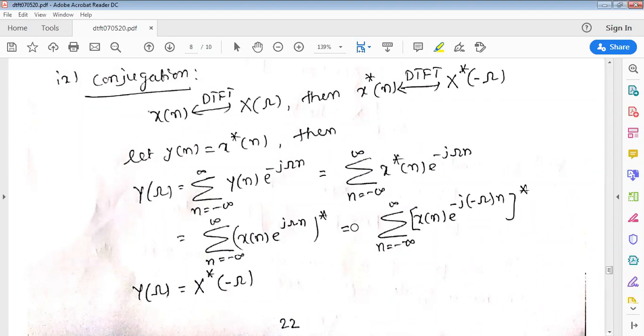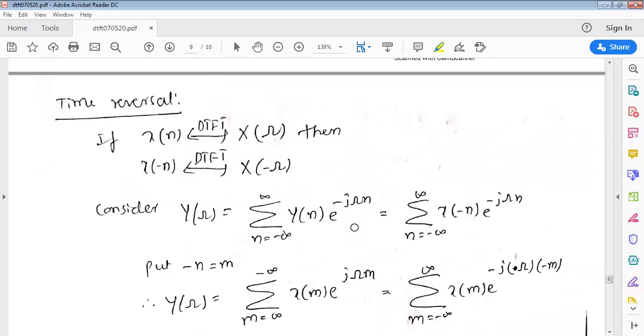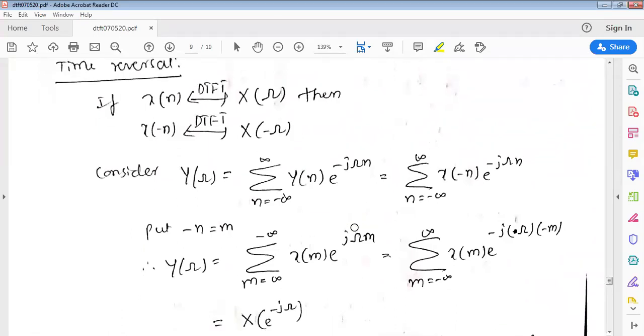Did you follow the proof? Any doubt you have? No, sir. Okay. Now, time reversal. It's a property which you already know. x of n translates to x of omega, then x of minus n translates to x of minus omega. Look here, wherever n changes to minus n, omega changes to minus omega. That's all. So there is nothing change.